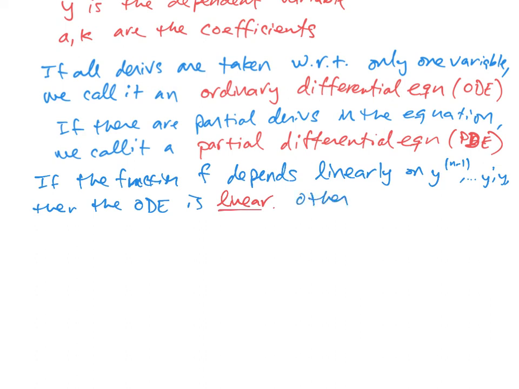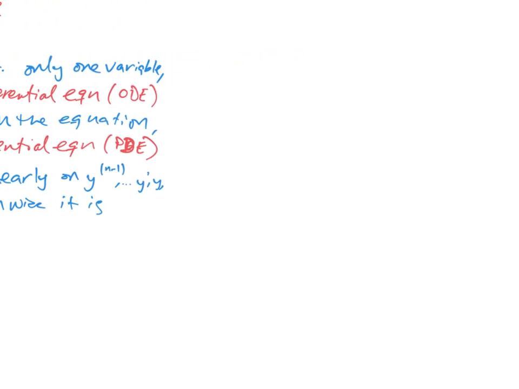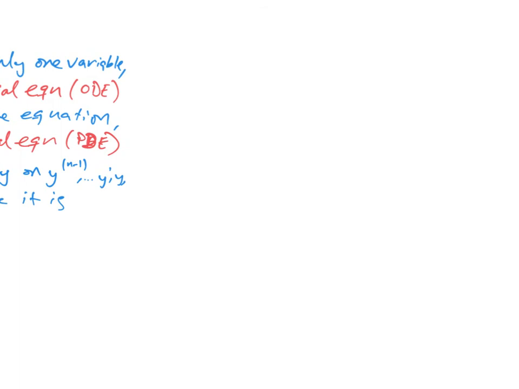And otherwise, it is nonlinear. So we know about linear equations from high school algebra. A line looks like y equals mx plus b, right? And this is a line, or linear equation.